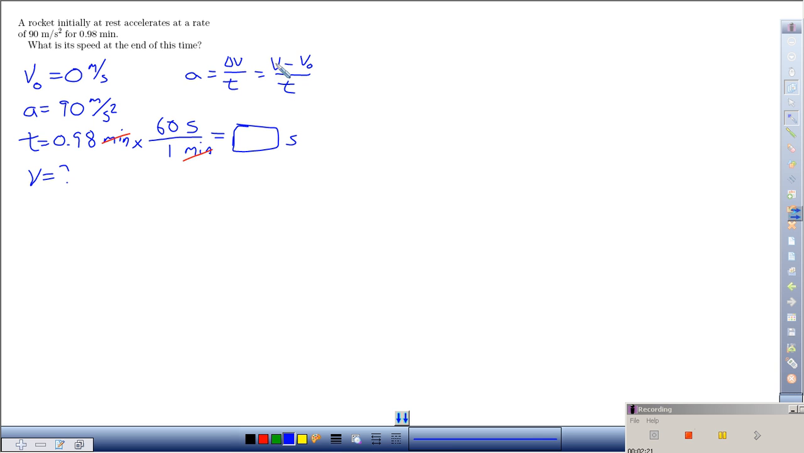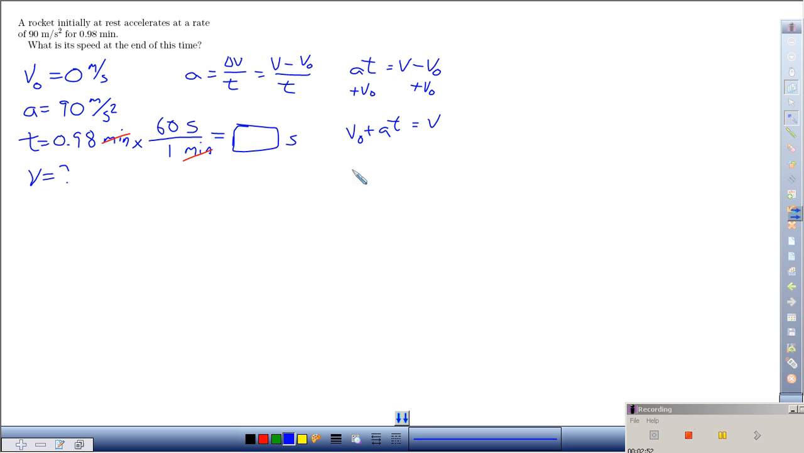Well, I'm looking for my final velocity. So what I could do is rearrange this equation, multiply by t. So I'm going to get at equals v minus v0. And to solve for my final velocity, I can add v0 to both sides. So I'm going to get v0 plus at equals my final velocity v.